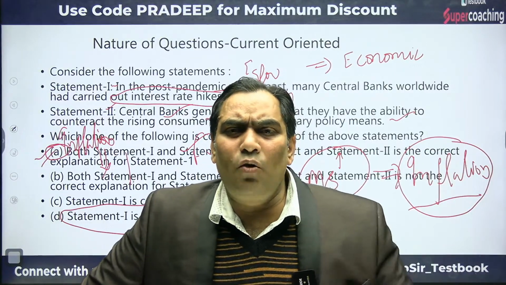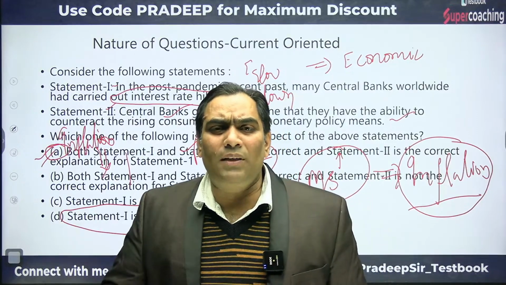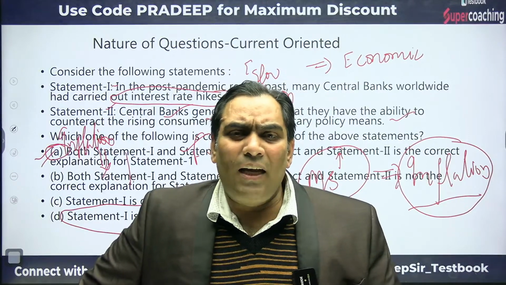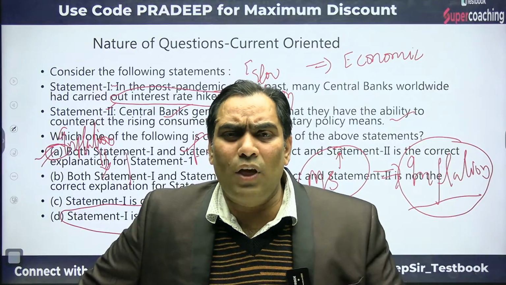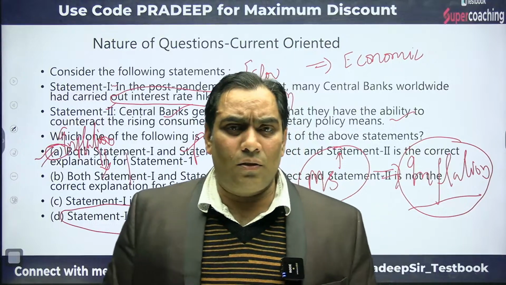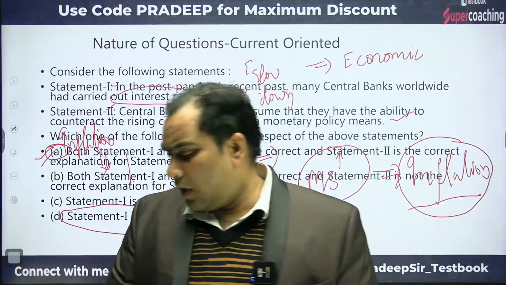Continuously in 2023 there was inflation. This was more than 6%, which was the permitted limit. Ideally it should be 4%, but plus minus 2%, so that means 2 to 6%. Because of that this question was asked. So that is the meaning of current oriented.